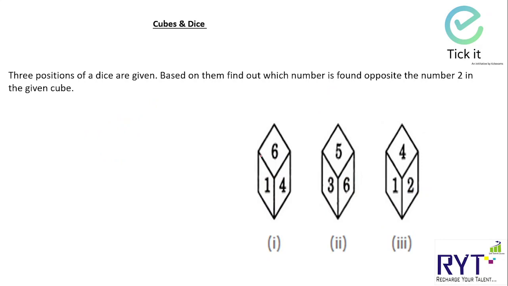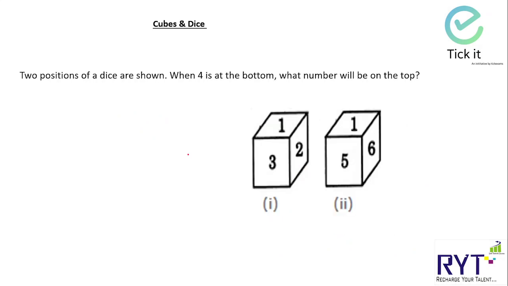Next again, which number is opposite to 2? That is the question. Is 2 there? Yeah, 2 is only in one figure. So common number, missing number. Missing number is 2. I will check these two diagrams. Which is common here? 6 is common here. So 6 is opposite to 2. We'll go to the next one.